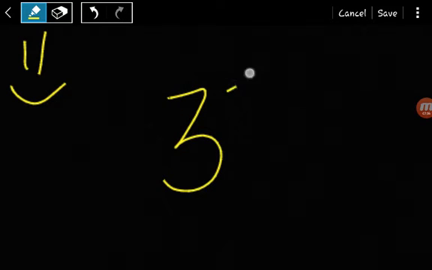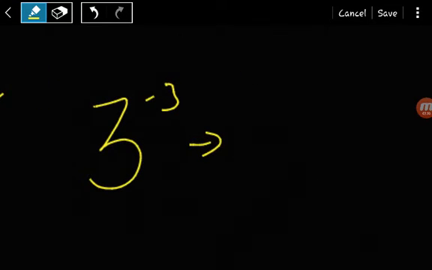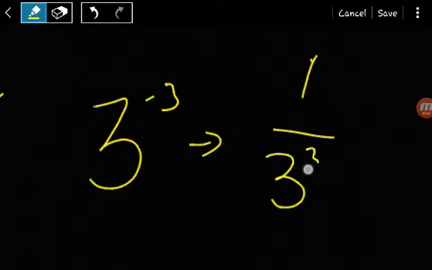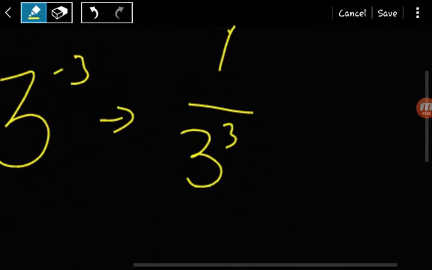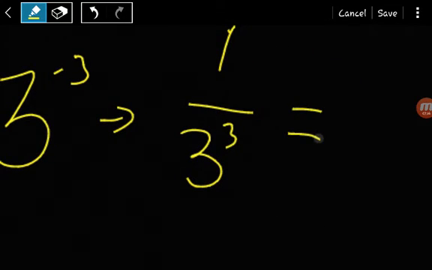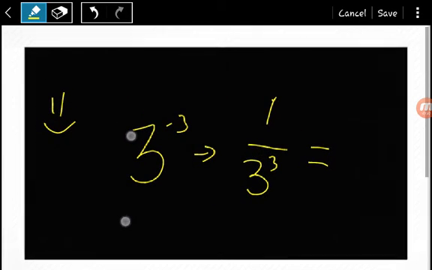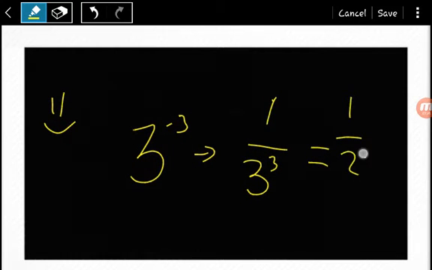So let's just take a look at another example. 3 to the power of negative 3. You could also write this out as 1 over 3 cubed. Shout your answer at your computer screen if you want. I hope you got that answer. And then you could solve that as 1 over 27.